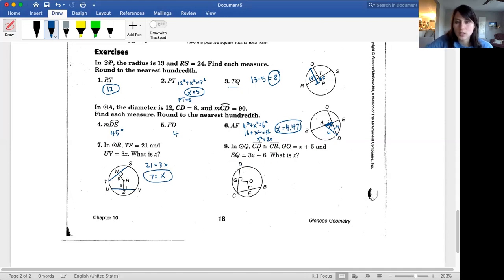In circle Q, it says CD and CB are congruent, and GQ is x plus 5, and EQ is 3x minus 6. If the chords are congruent, they're equidistant from the center, so x plus 5 is equal to 3x minus 6. I can work this out: minus x, plus 6 on both sides, and this is 11, and this would be 2x, so 5.5 equals x, and that's your answer.